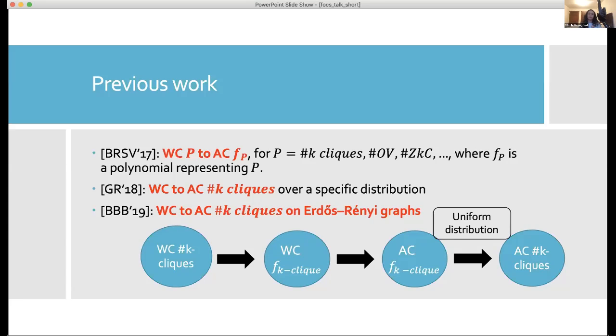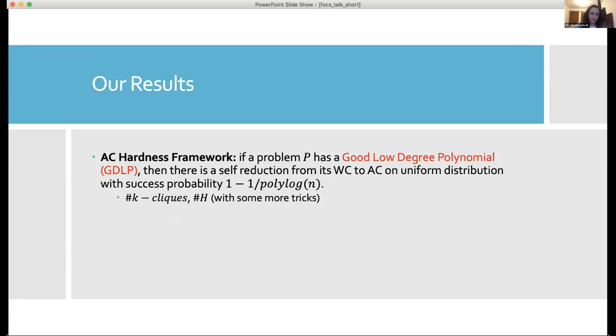And so all of these works have a lot of different and nice ideas, which are actually not really specific to the problem that they are working on. So what we do is that we gather all these ideas and generalize them to produce a framework for proving average case hardness. Okay, so our first result is this average case hardness framework.